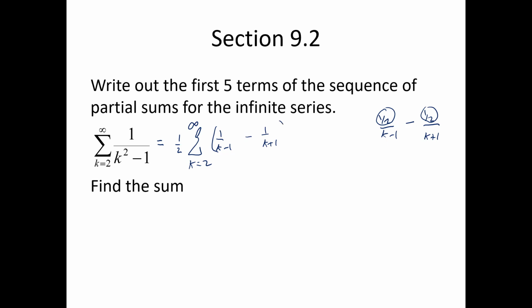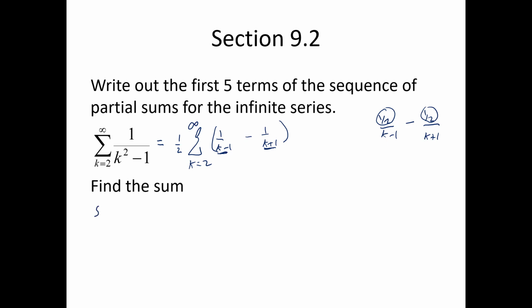Now what should tell you that this is going to telescope is that we're starting at 2, and because this one is k minus 1 and this one is k plus 1, as we move forward, some of the terms are going to eventually be the same and then cancel out, right? If you're good with this, you don't need to do what I'm about to do, and you can just write down your formula for S sub n. But the way I found it easiest is to write out the first 5 terms of the sequence to see how this works.